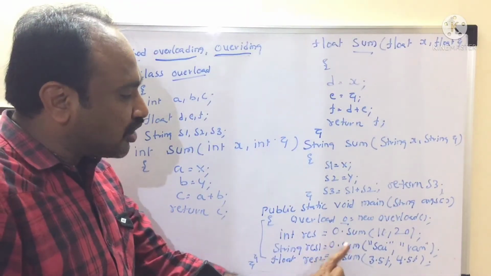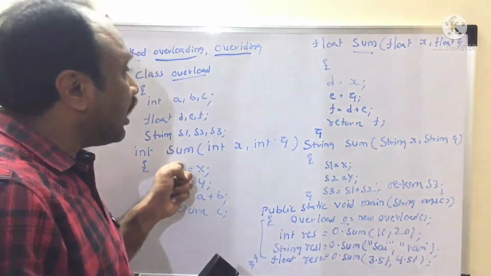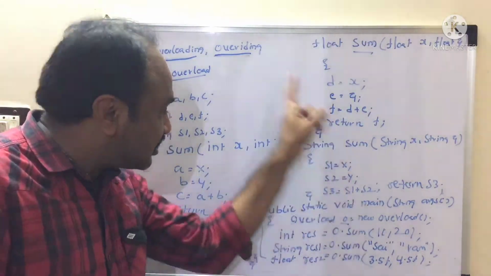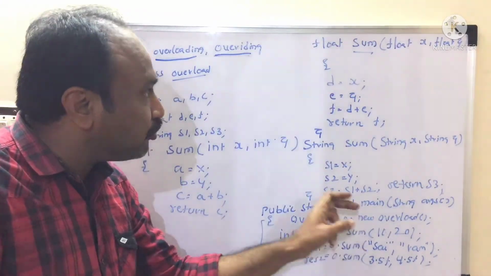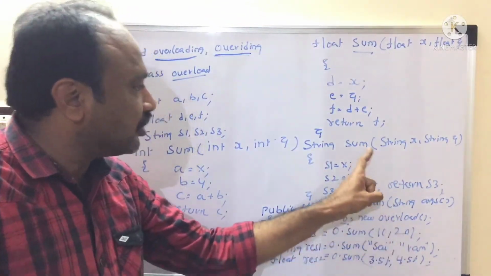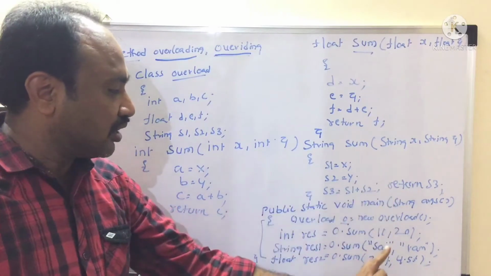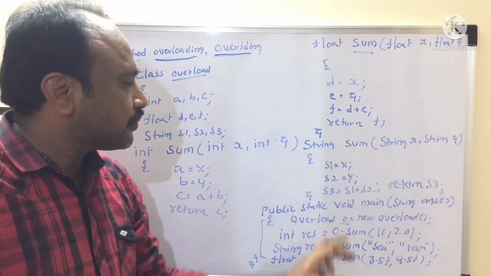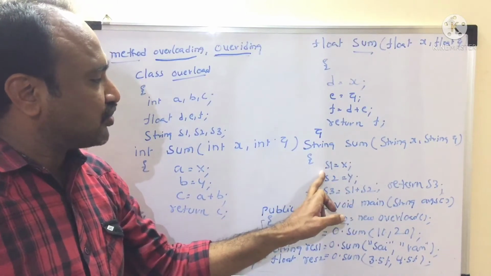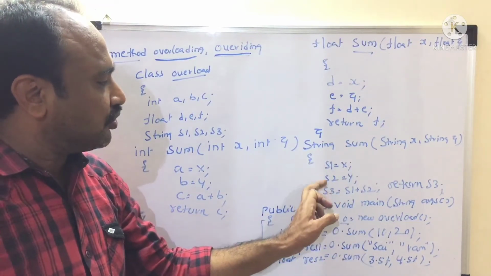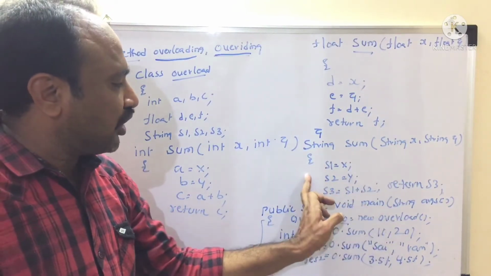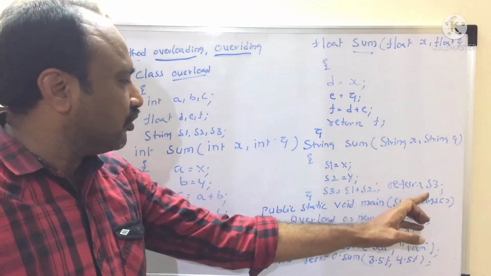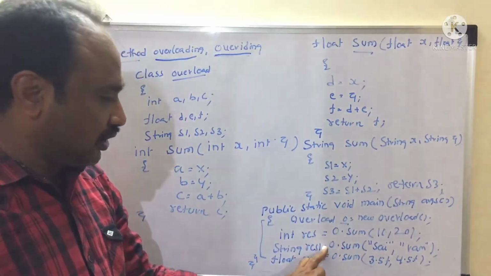Again I am calling o.sum of Sai Ram. I have three sum methods. Which sum method will be called? Among these sum methods, the one having two string parameters. This is having two string parameters. Sai is copied into x, Ram is copied into y. Okay, x is assigned to s1, Sai is assigned to s1, Ram is assigned to s2, s3 equal to s1 plus s2. Sai Ram. Returning Sai Ram. It will come to here.